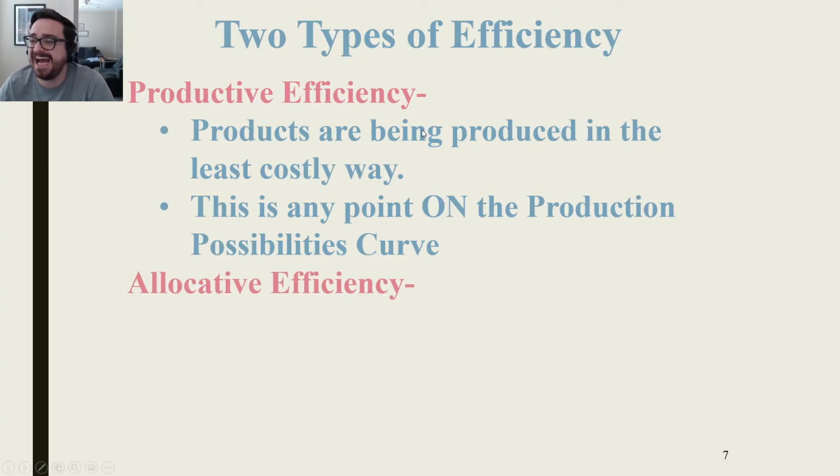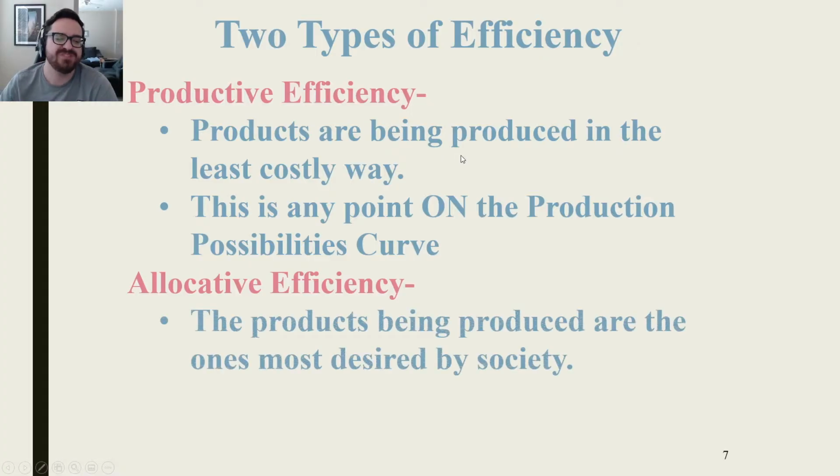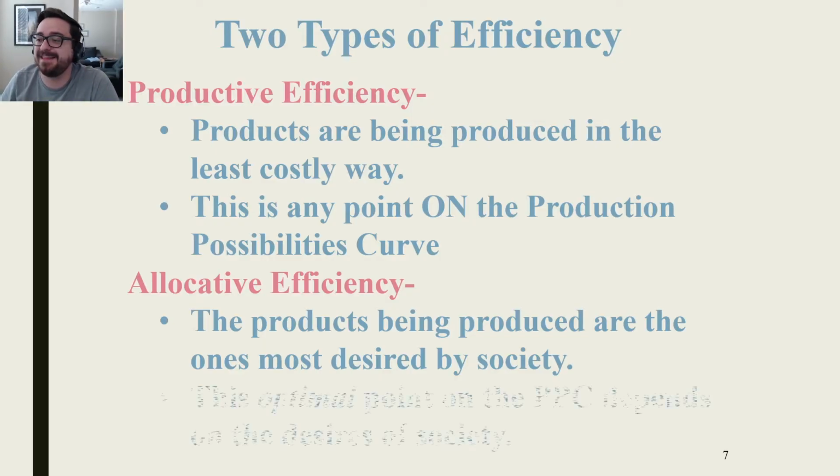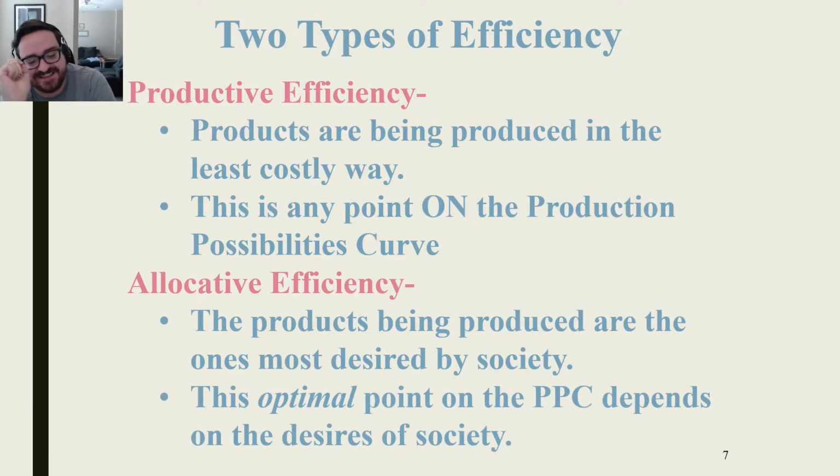You also have allocative efficiency, which is saying that the products being produced are the ones most desired by society. Ooh, big sneeze. All right. The products being produced are the ones most desired by society. That is a specific point, and it is the best point on the production possibilities curve. That's where it gets kind of interesting, though, because that point is subjective.